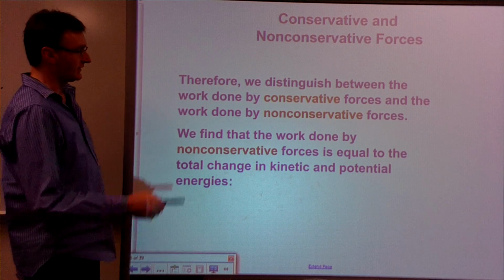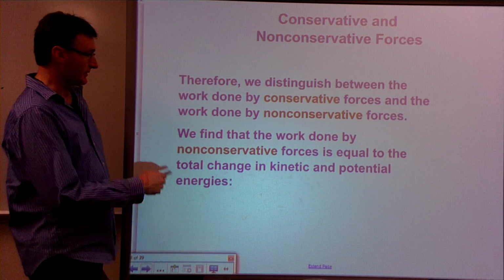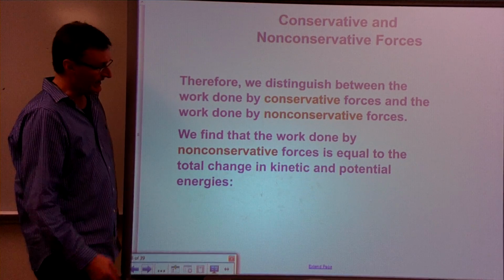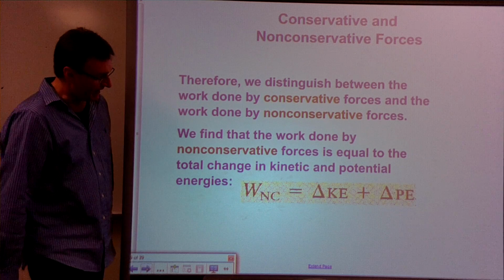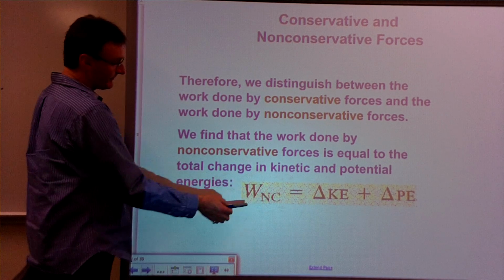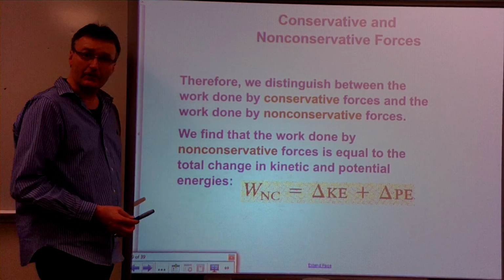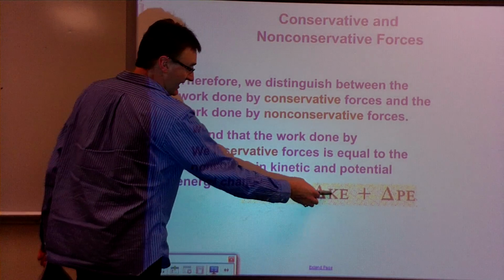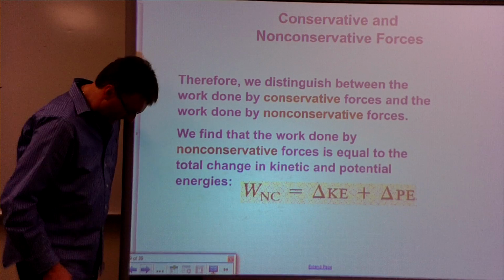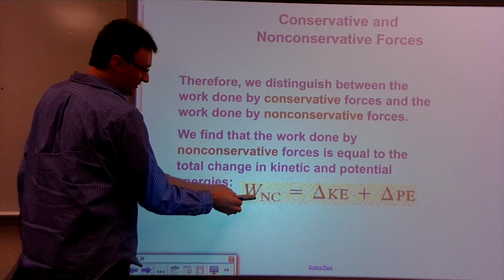And we distinguish between the work done by conservative forces and the work done by non-conservative forces. So we find that the work done by non-conservative forces is equal to the total change in kinetic and potential energies. And so our equation then looks like this. If we have a non-conservative force, like the list that we just looked at, the work done by that force will have to equal a change in kinetic or potential energy, or both. And so that's going to be reflected by that equation there. So a non-conservative force is part of our equation here.